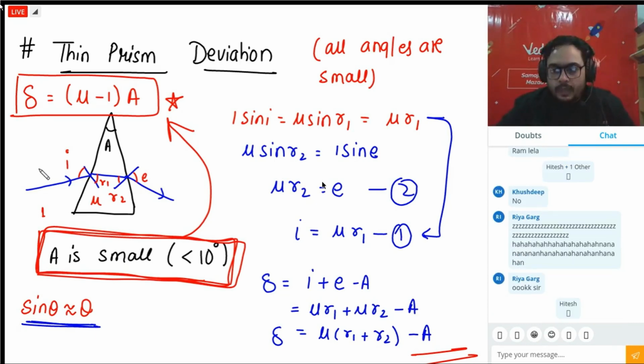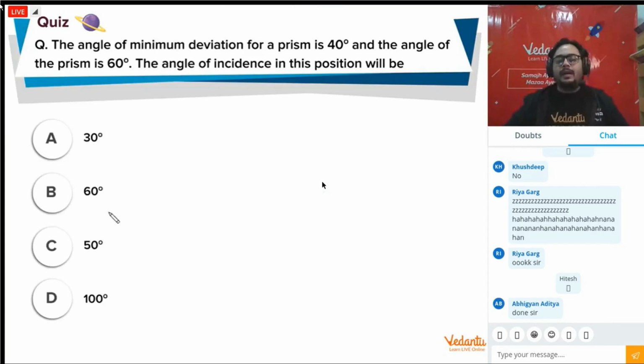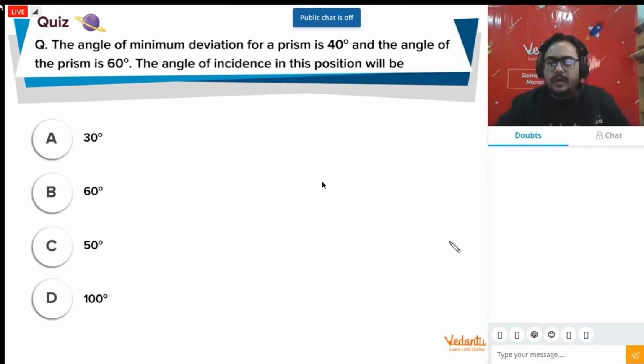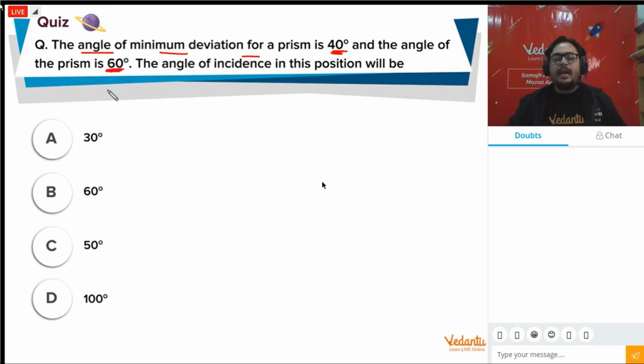Okay, now mark your answer. The quiz is in front of you. The angle of minimum deviation for a prism is 40 degree and the angle of prism is 60 degree. The angle of incidence in this position is, they have given you minimum deviation angle and prism angle, they are asking the incidence angle. Now apply the formula. I'll give you 1 minute.